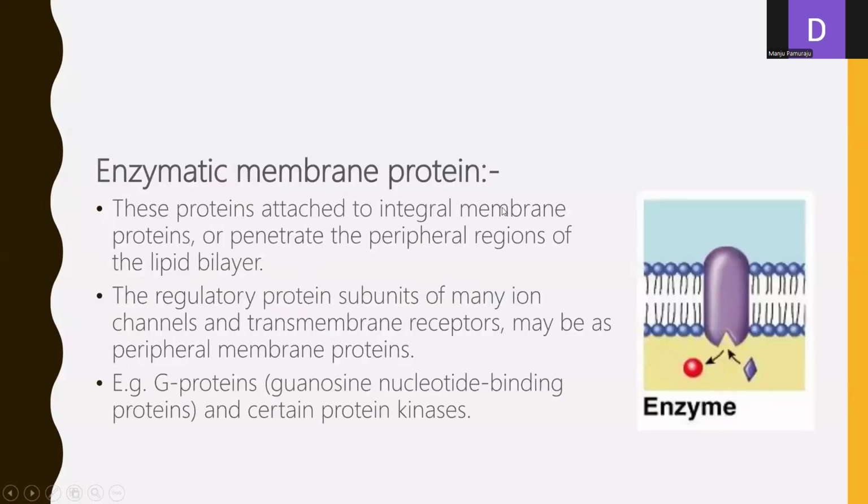So different types of proteins are present in the plasma membrane and their function. Enzymatic membrane proteins are proteins which attach to the integral membrane proteins or penetrate the peripheral region of the lipid bilayer, and they regulate the protein subunits of many ion channels and transmembrane receptors. So maybe as peripheral membrane proteins. Example here the G protein, that is guanosine nucleotide binding proteins, and certain protein kinases. So they mainly have the enzymatic activity, and they regulate the action.